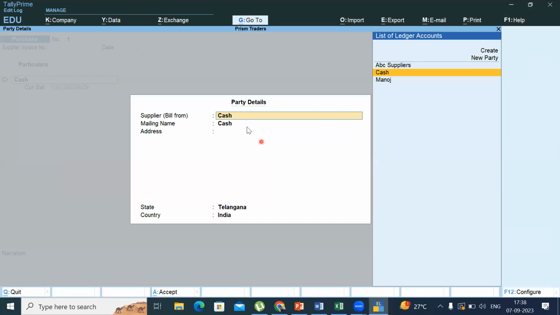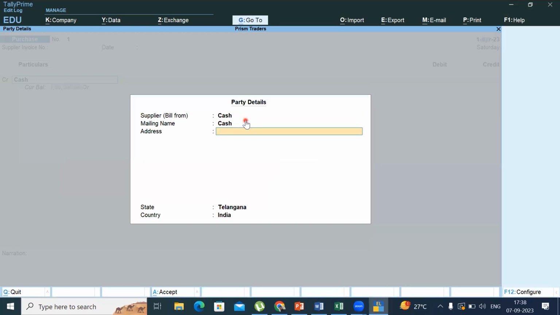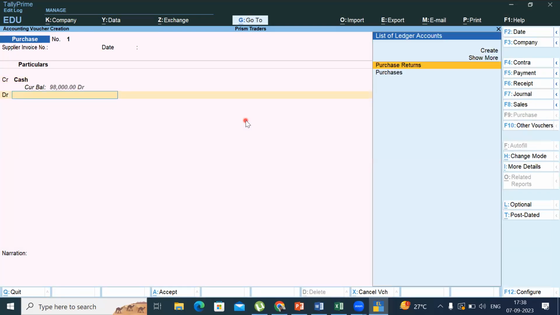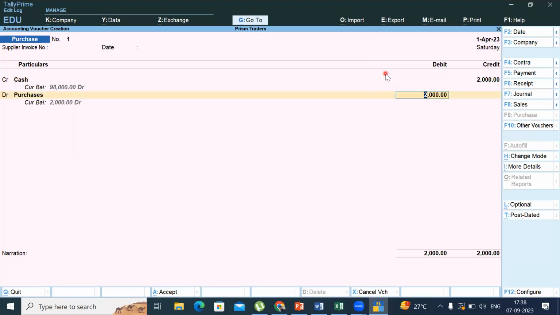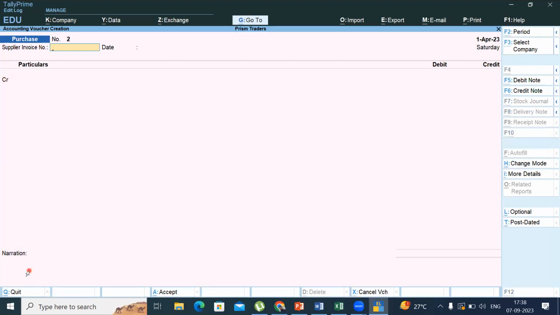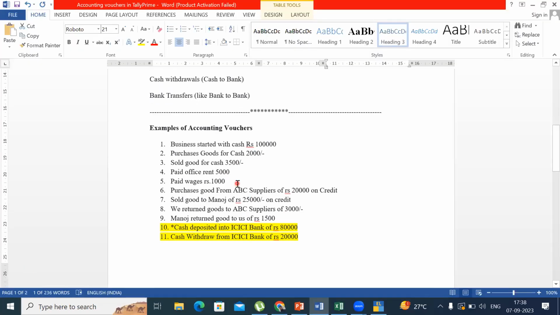Next, these are the common party details, so just press enter to continue. And what was the amount? 2000. For purchase, it is asking for two ledgers: one is purchase and the other is purchase returns. In the purchase voucher, always select purchase only. When you pass a debit note, you can select the purchase returns. Then enter and write the narration part. Then enter, accept. So this is how to pass the transactions.